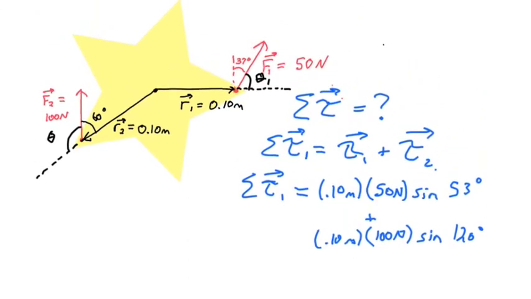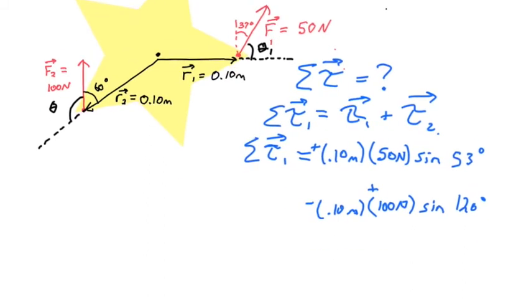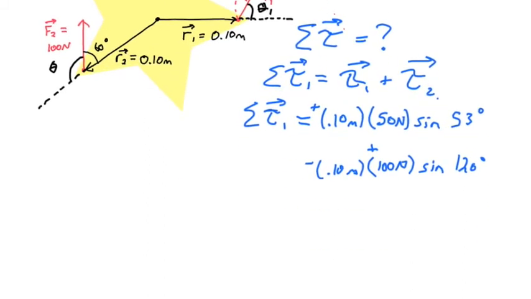So now we're going to need to calculate these. We also need to think about direction on these, and let's go ahead and do that in this previous step. F1 is going to try to make this whole thing rotate in the counterclockwise direction. So that makes this a positive torque. F2 is going to try and spin this thing in the opposite direction, in the clockwise direction, which makes torque 2 a negative torque. So we'll have to account for that when we go to add these two together.